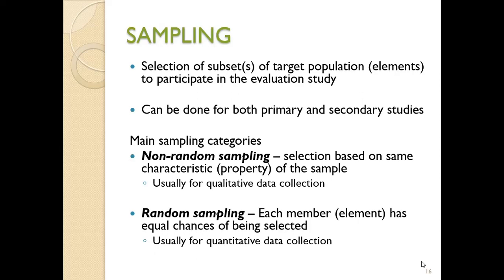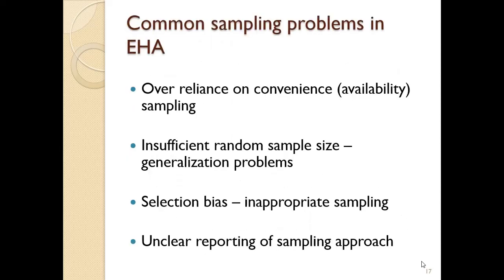And yet with humanitarian action situations, you always need results within a certain time to be able to make effective changes in practices and policies. Both can be done for primary and secondary studies. The main sampling categories include non-random sampling and random sampling. For non-random sampling, the selection is based on certain characteristics, usually for qualitative studies. But random sampling is usually for quantitative studies, and it is based on each element having equal chances of being selected. So you can use simple random sampling or systematic sampling or whatever. We want to look at this in a moment. So there are common sampling problems in evaluation of humanitarian action.